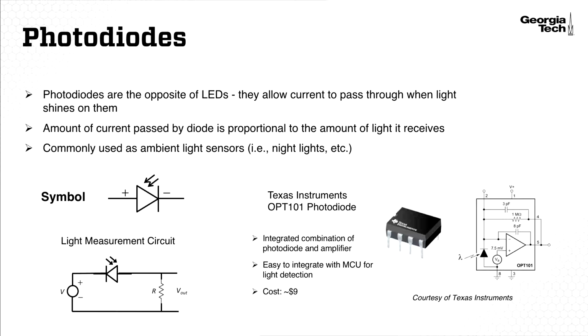A common type of photodiode is shown here. A common model is made by Texas Instruments, and it costs in the $9 range or so.